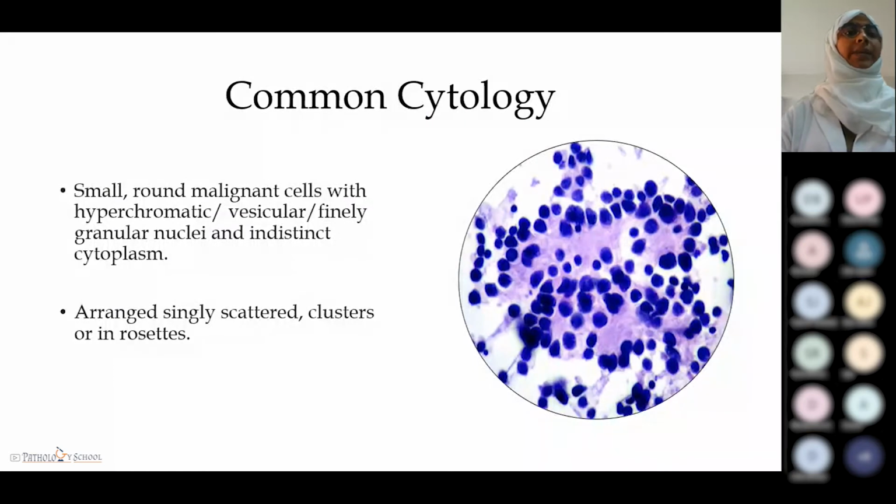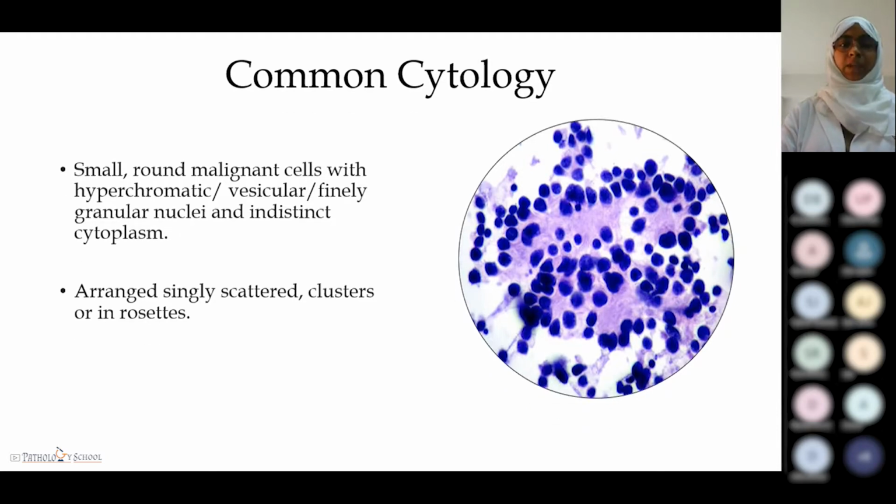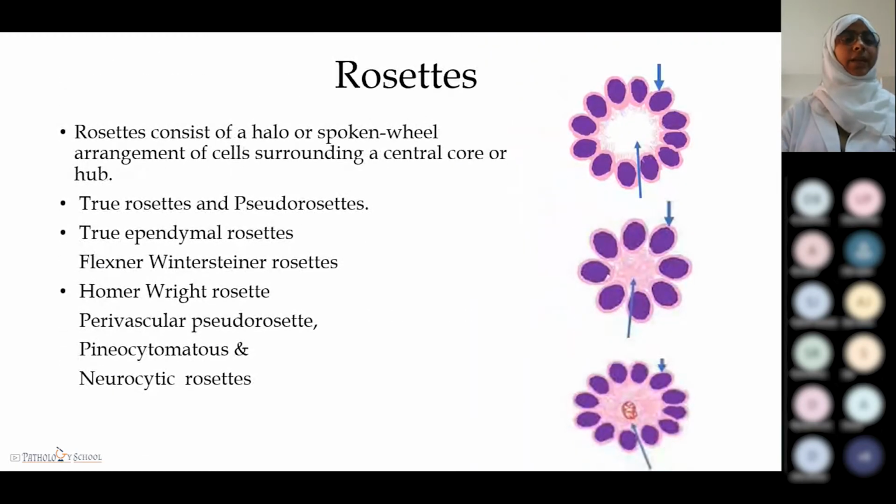All these tumors have a common cytology, that is, they comprise small round malignant cells with hyperchromatic to vesicular to finely granular nuclei and indistinct cytoplasm. Either they will be arranged in rosettes, singly scattered, or in clusters. So when it comes to rosettes, what are rosettes? Rosettes are just this cluster arrangement of the cells around a central hub. Now this central hub can be either empty, or filled with neurofibrillary matrix, or around a blood vessel. So depending on that, they are characterized as true rosettes or pseudo rosettes.